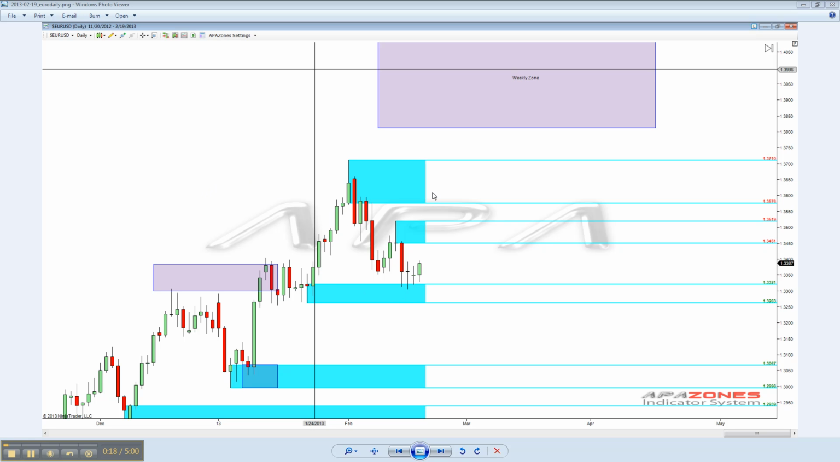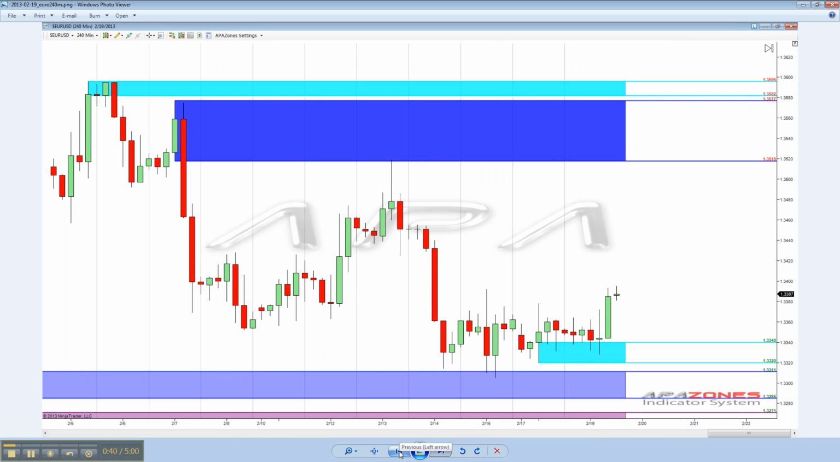We're going to start off the day by looking at the Euro USD Forex market. As you can see, this is the big daily time frame. We have a big weekly zone just above us here, and you can see that we've had our bounce on this zone down here, and so we're looking to push higher is my overall perspective. That's what we're looking at as far as the daily goes.